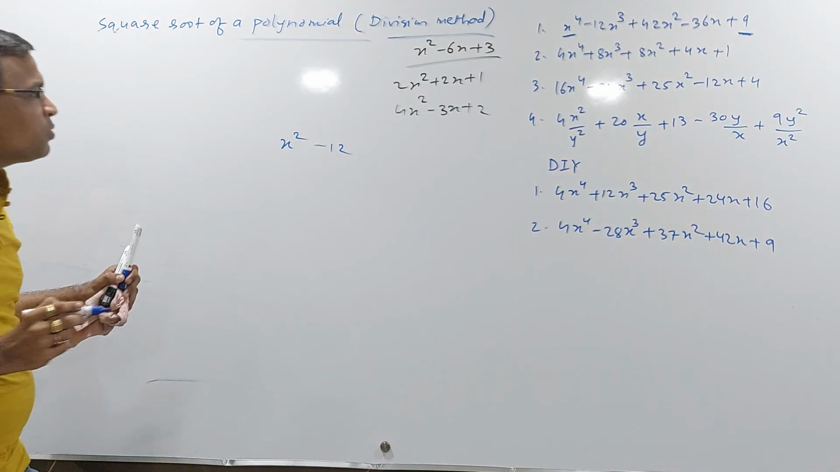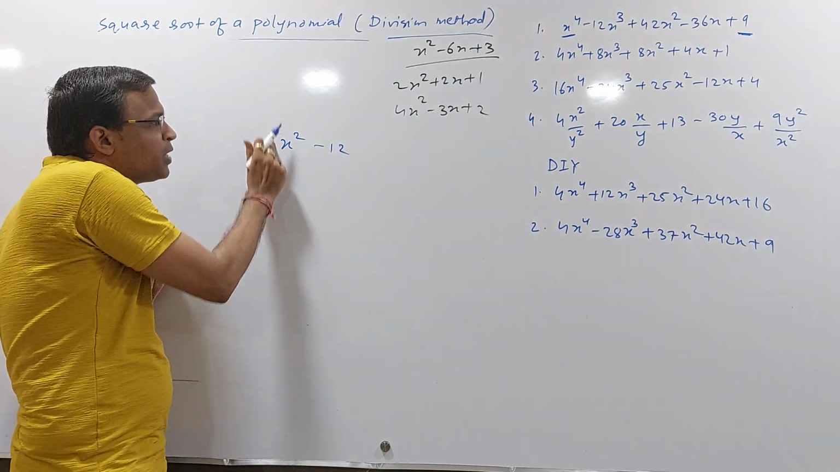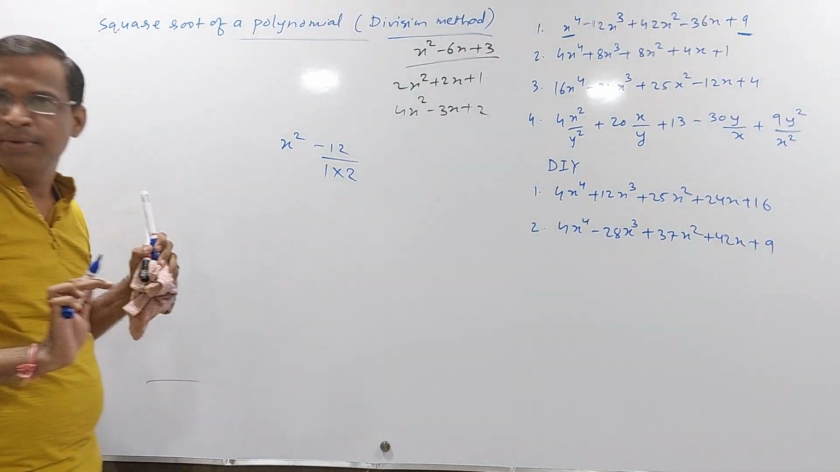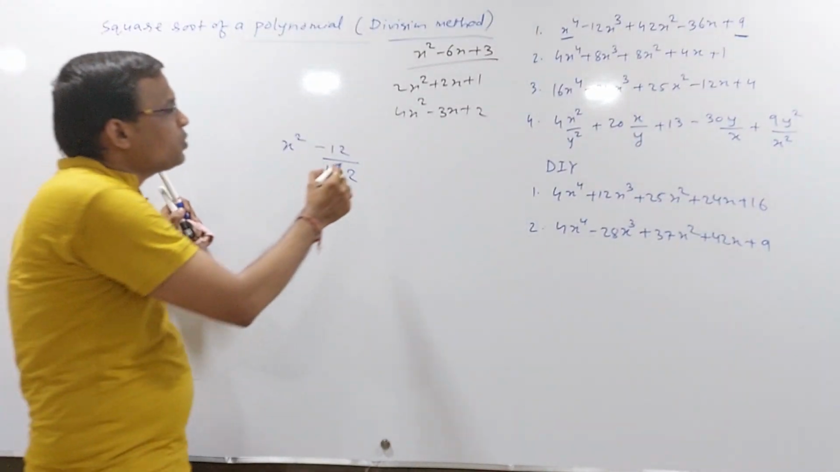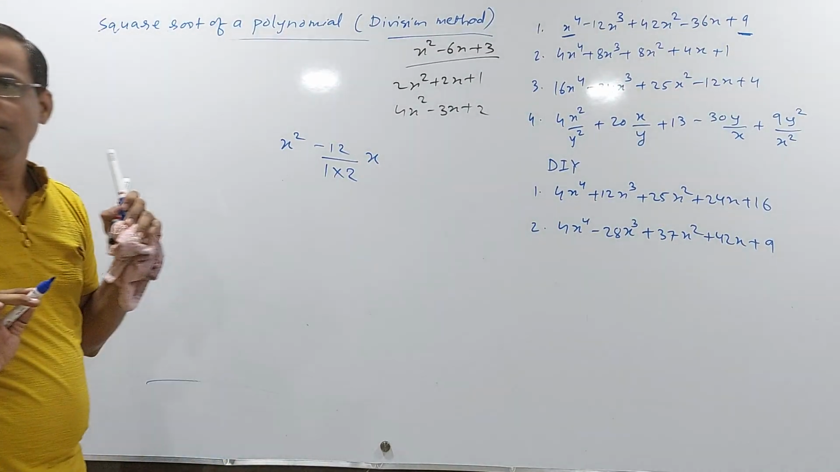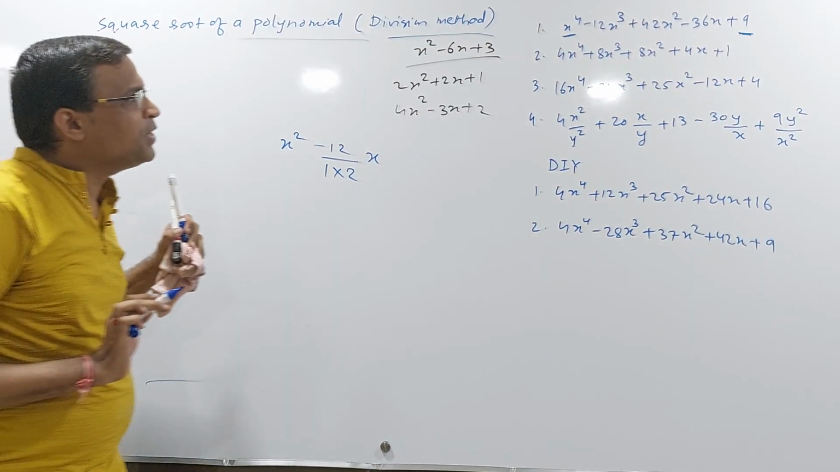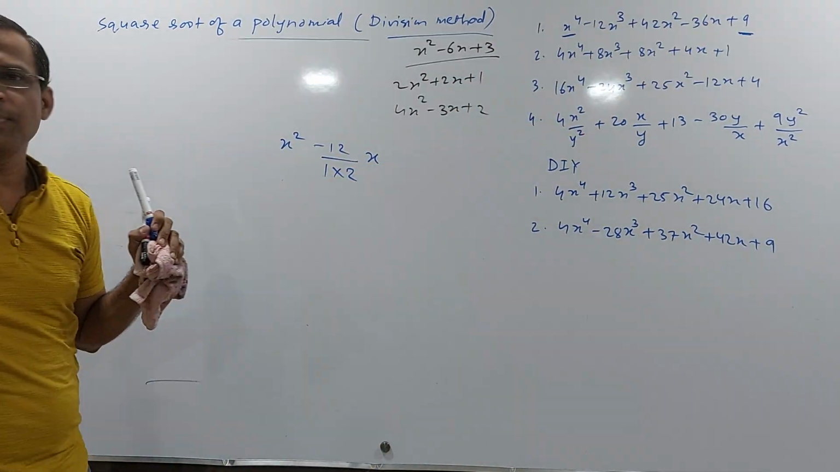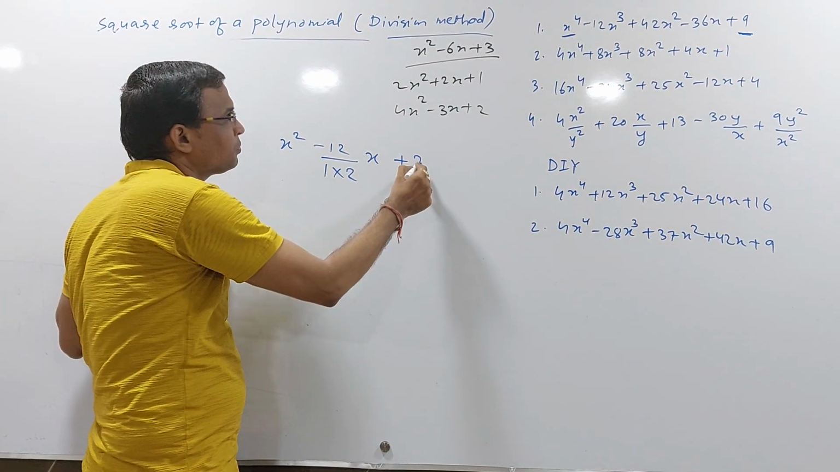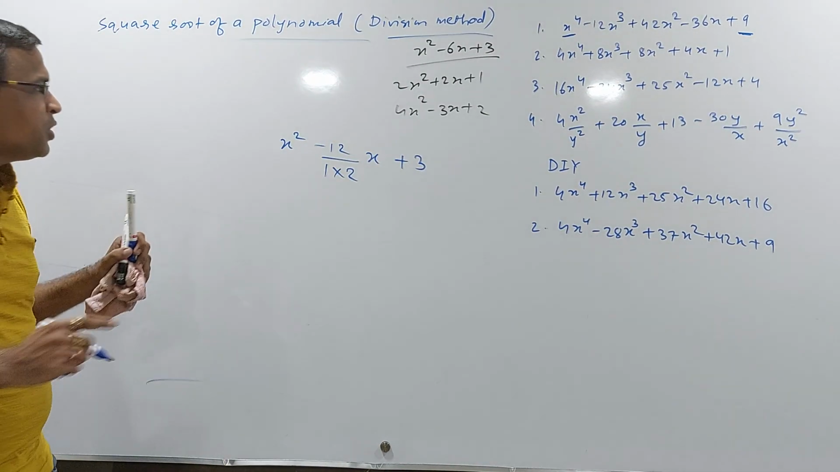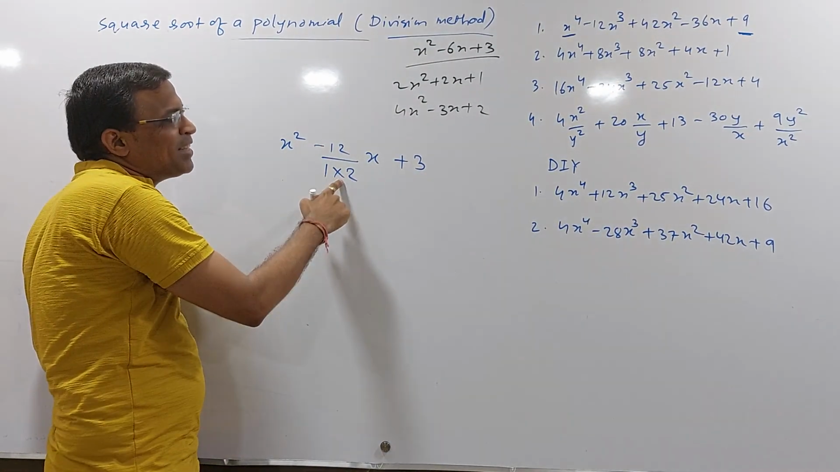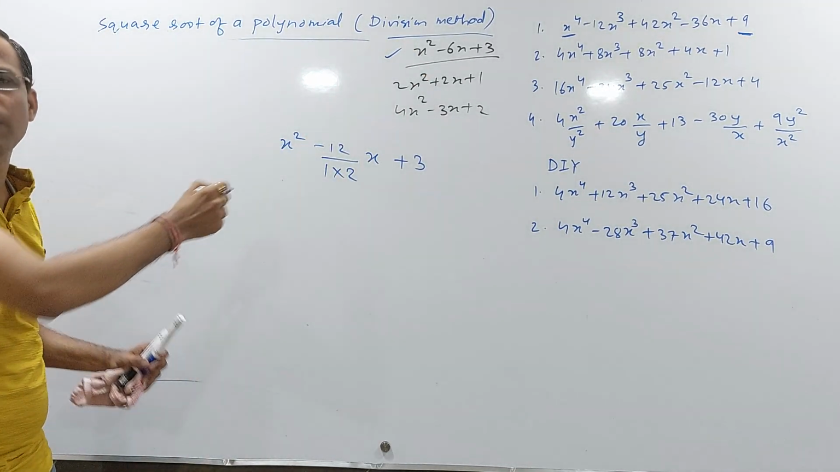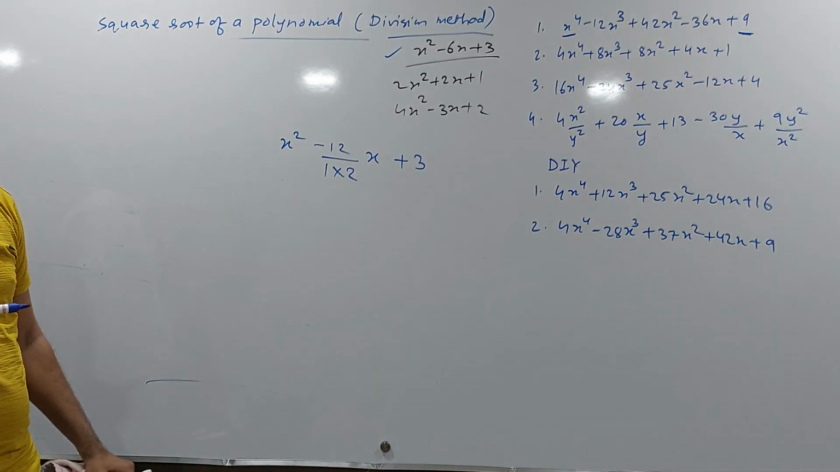And after that, what is the coefficient of x square? This is 1. So divide by 1 and multiply by 2. Always like that. And put down x here. And then what is that? 9. So simply plus 3. Now check out x square minus 6x plus 3. That is your answer. So it is hardly 10-15 seconds.